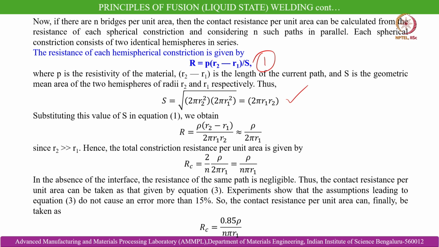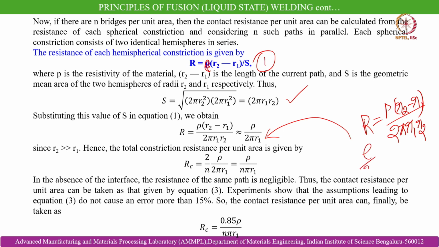So, that is the resistance of each hemispherical constriction. So, how can we get it? You can see that R is equal to rho (R2 minus R1) divided by 2 pi R1 R2. Please correct it here, it should be rho; it is mistakenly written as P. So, rho (R2 minus R1) by 2 pi R1 R2 can be approximated as rho by 2 pi R1.